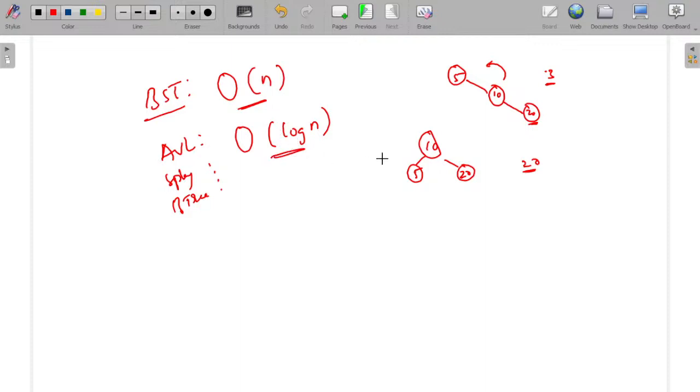Because the height of a tree can be represented as log n. So here, what is the height of the tree? 2. So in the worst case scenario, the number of comparisons we end up with in a balanced tree is 2. This is where we compare the time complexities of binary search trees and AVL trees. I believe I have answered your question, Mr. BTech.